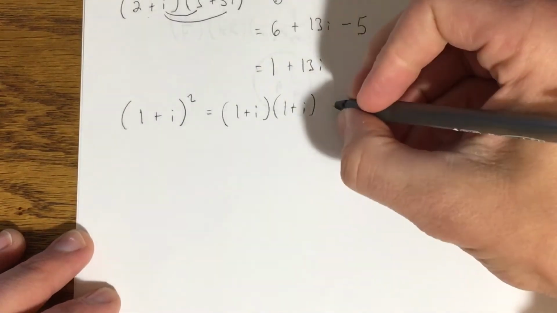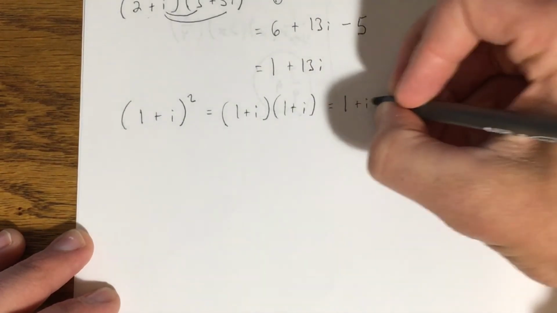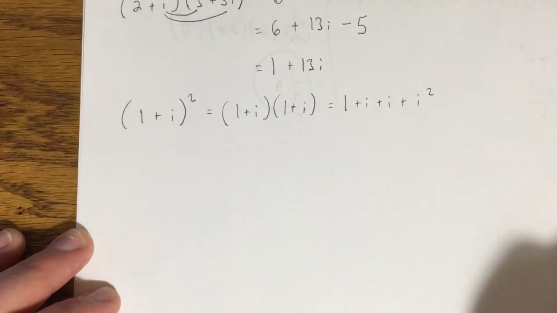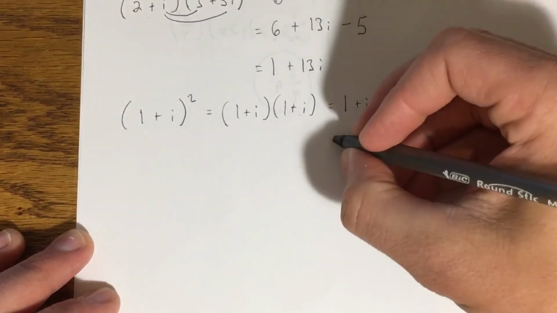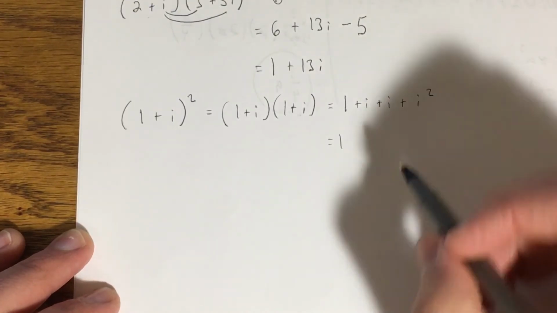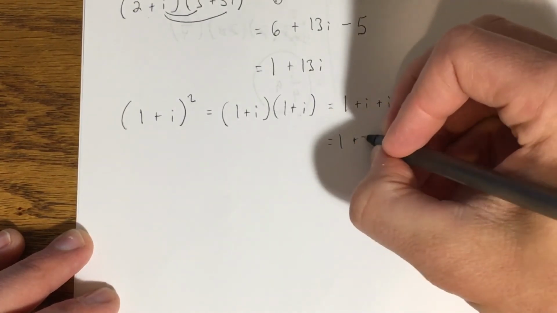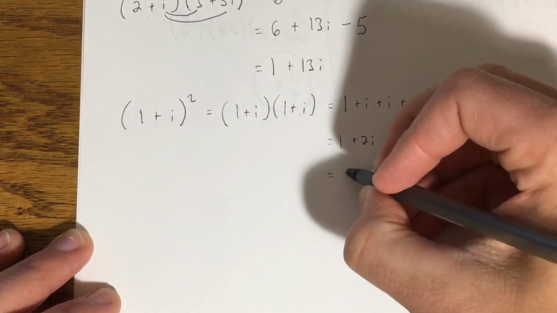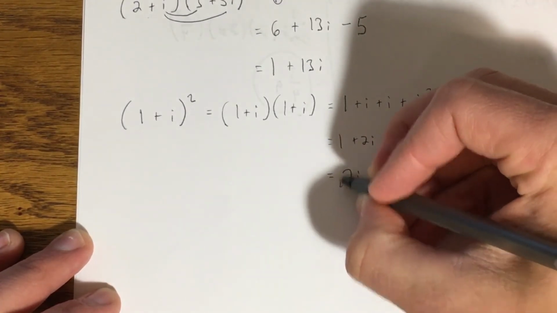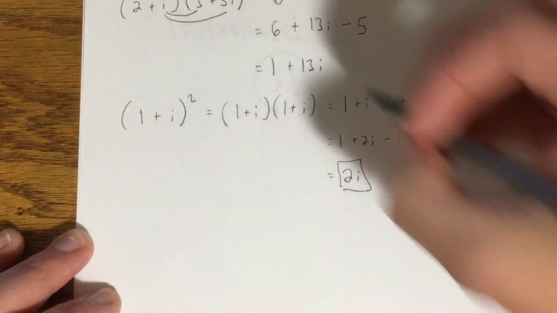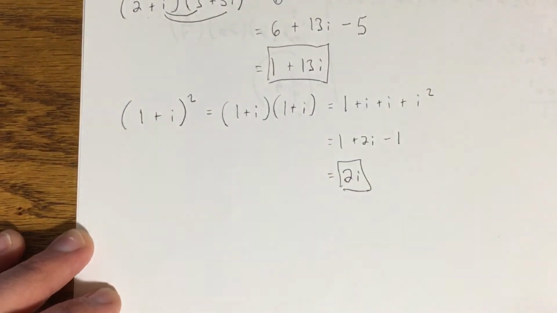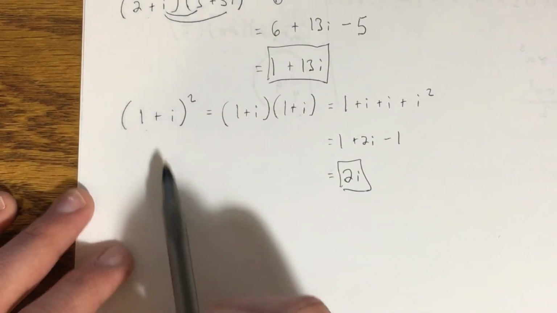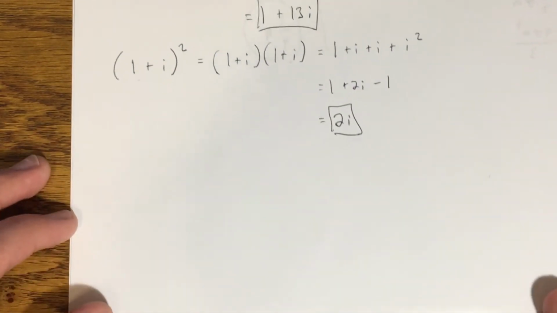Now if I did FOIL on this, I'm going to get 1 plus i plus i plus i squared. We know that that i squared is going to become a -1. So I have i plus i, which is 2i, minus 1. Notice the 1 and the -1 cancel out, and all I'm left with is 2i. Go put a box around that one too. All right, so you'll have to do a little bit of that in the assignment for this week.